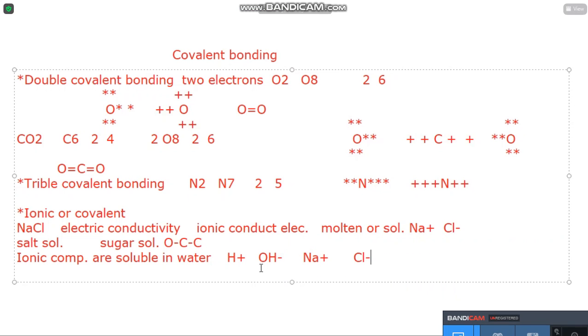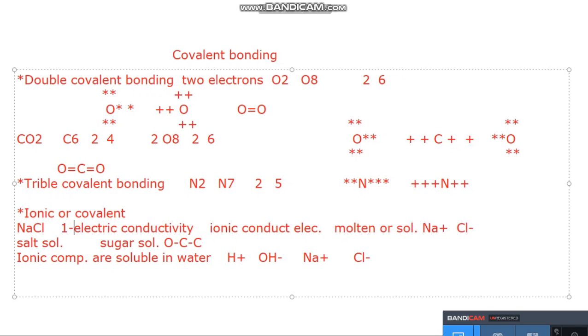Dissolve in water. So all ionic compounds can dissolve in water. The third method, or rather the first method, is electric conductivity. The first method to identify or to differentiate between the metal and the non-metal is by electric conductivity.